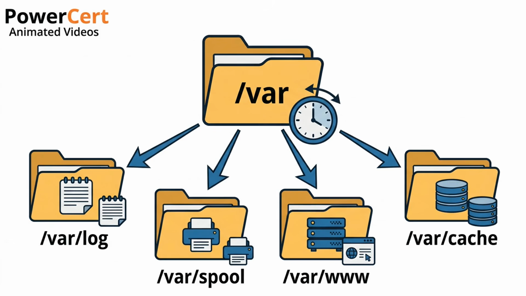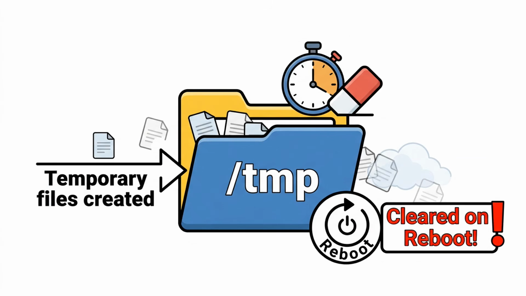/var holds variable data, meaning data that changes constantly as the system runs. The most important thing inside here is /var/log, which stores all the log files. When something goes wrong on your system, this is the first place you look. It also contains databases, spool files for printing, and temporary data for running web servers.